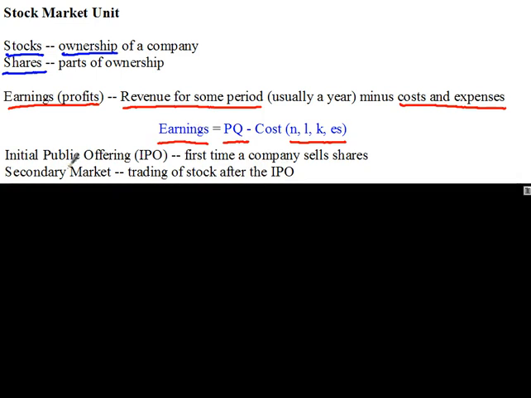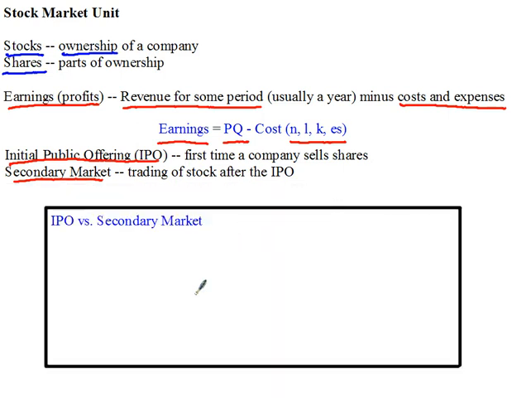The first time that a company sells stock or shares in the company is called an initial public offering. I'm going to talk about that in some detail. That's the first time that a company sells shares. And then anytime they sell shares after that is called the secondary market. That's where most of us would deal with stocks, on the secondary market.